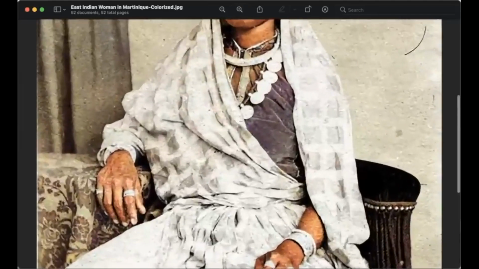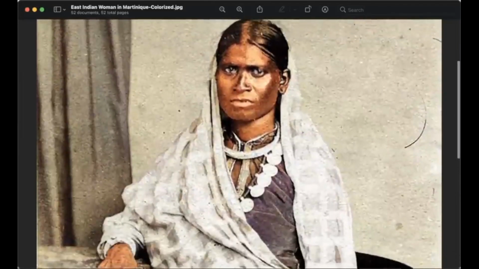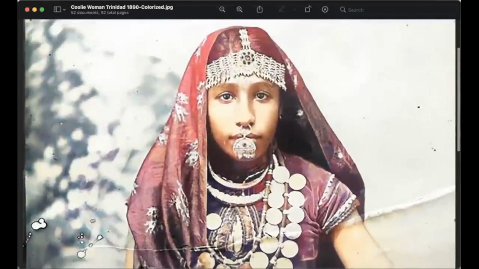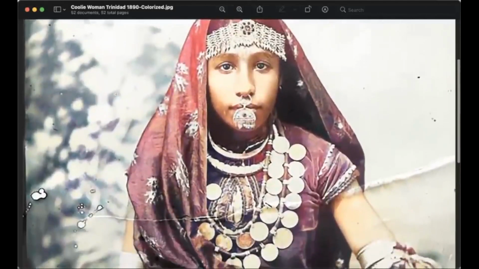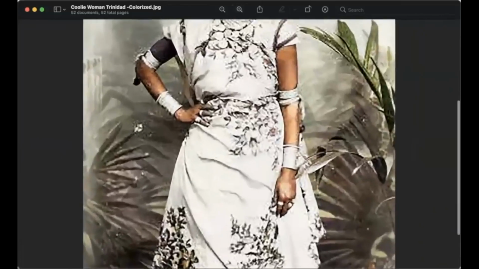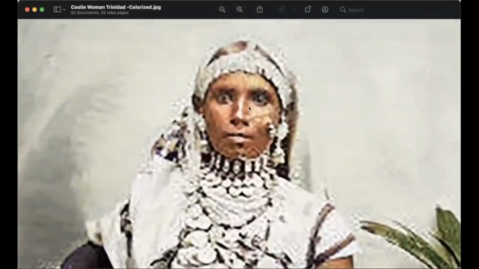She's from Martinique, all right? She ended up in Martinique. So they ended up all over the Caribbean, a lot of them. This is a coolie woman from Trinidad. Look at her. We got another coolie woman from Trinidad. Again, these are Hindus, Indian subcontinent and Southeast Asian slaves, descendants that they were bringing. You know, these are the same ones they were bringing even in the 1600s.